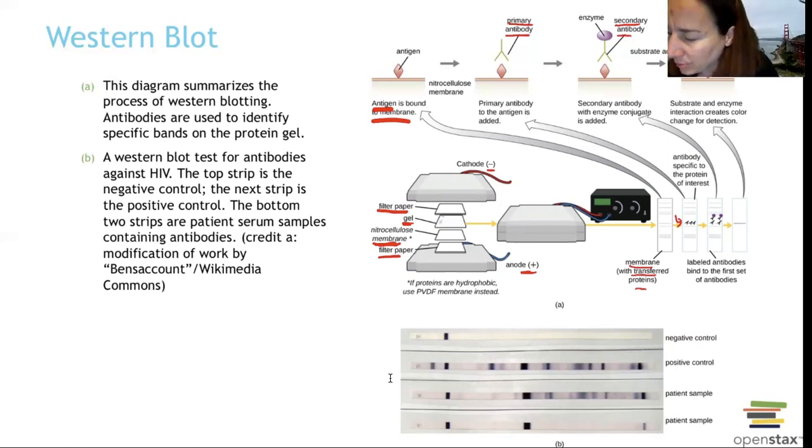So we had our primary antibody. Then we go to our secondary antibody, and that's going to have our enzyme attached to it with some sort of signal molecule, again, fluorophore, chromatophore, whatever it is.